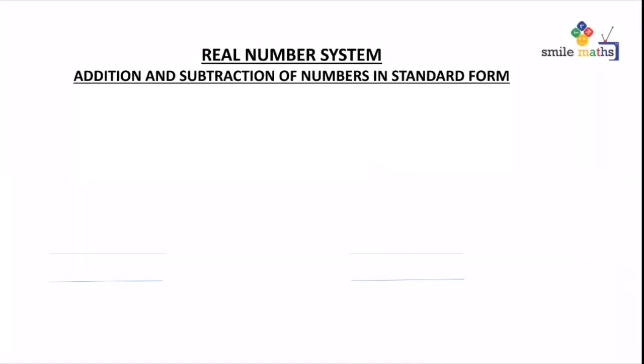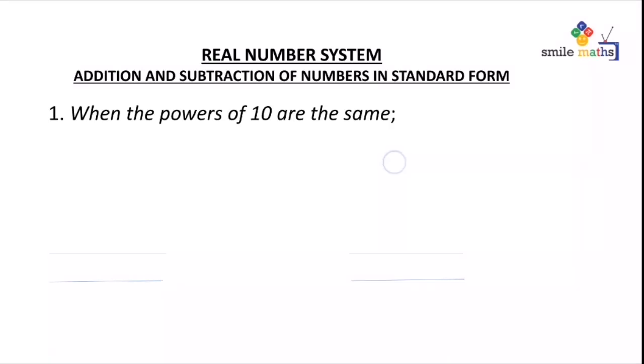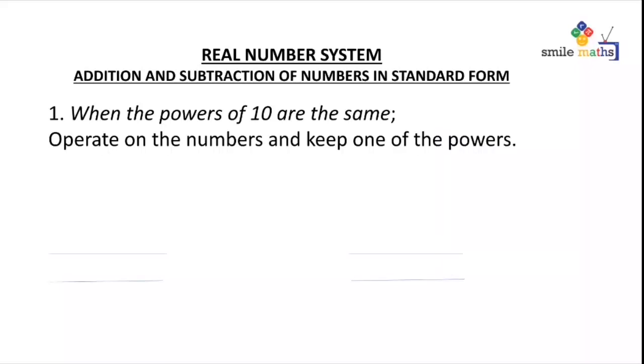This time we are looking at addition and subtraction of numbers in standard form. In this case, we are going to look at two instances. The first instance is when the powers of 10 are the same. We are going to operate on the numbers and keep one of the powers. So we are just going to add or subtract the numbers, then we just write one of the powers.